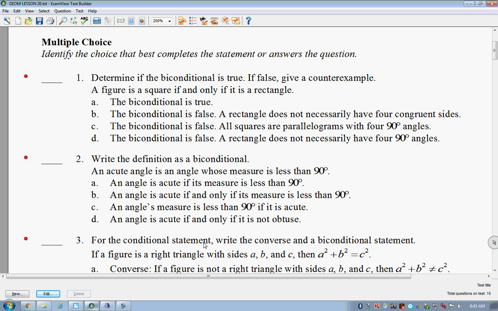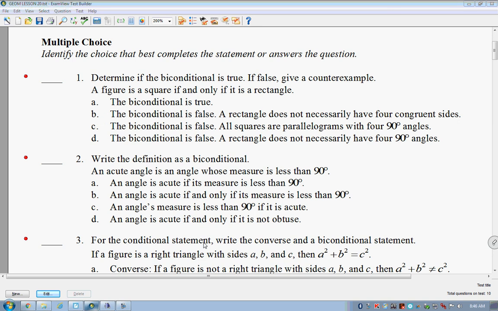So you're looking at B for this. You were right, Jordan. You just needed to kind of narrow it down. A rectangle does not necessarily have 4 congruent sides. B should be our answer there. Okay? So in case somebody is watching the video but not listening, we want that right there.